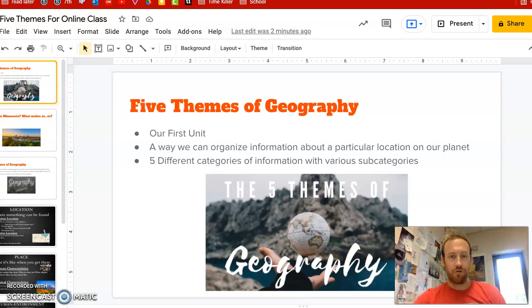I'm just going to walk you through the basics of what our first main unit is going to be, and it's called the Five Themes of Geography. So this is a way that we can organize information about any location on our planet. It could be for a city, a state, a country, a continent, whatever. And it helps us categorize information into these five different categories.